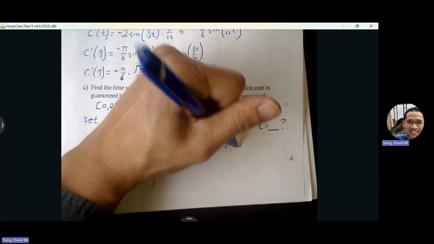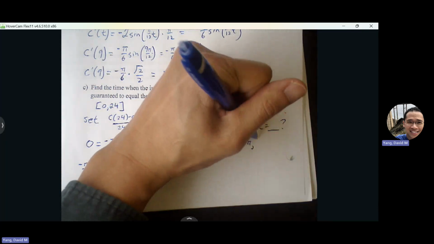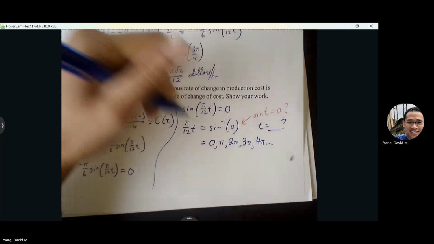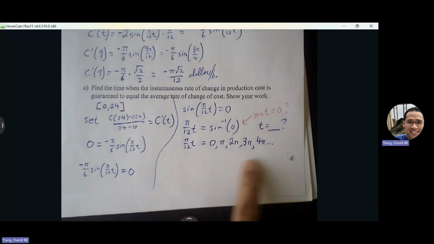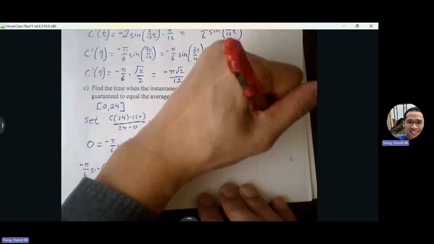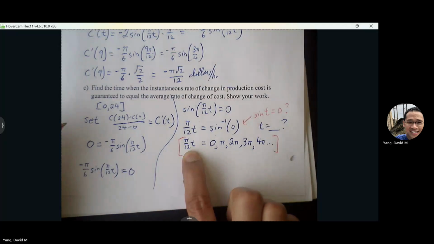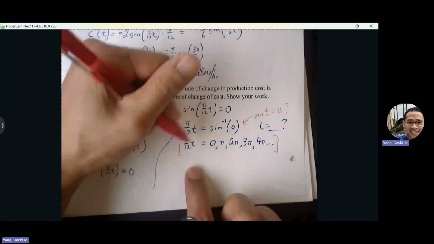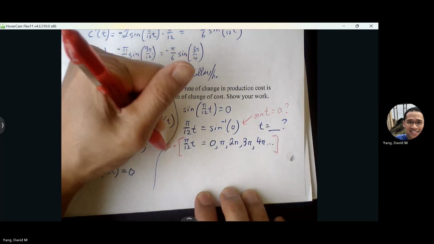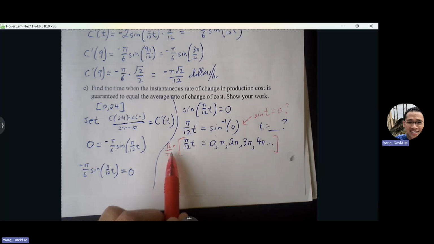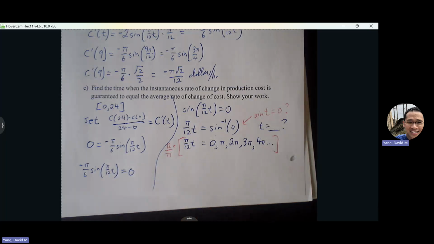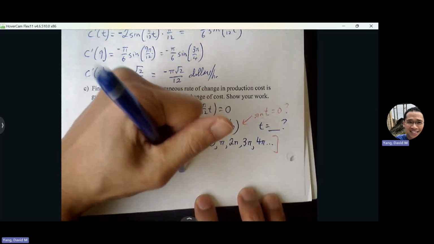I'm just going to keep going. I may not need this many. I'm trying to solve for t here. So what can we do to get t by itself? Multiply by 12 over pi, yeah. We're basically dividing both sides by pi over 12, which is the same thing as multiplying by 12 over pi. And that should clean up that right side for us.